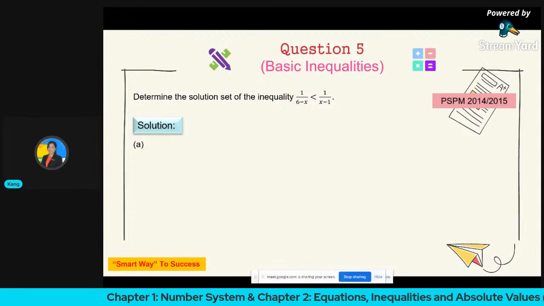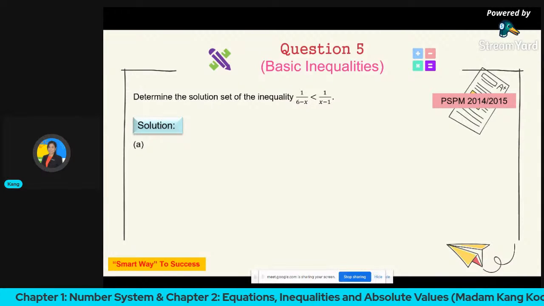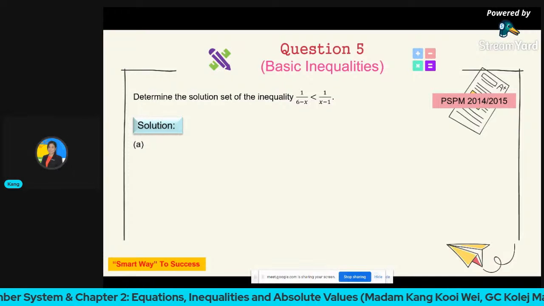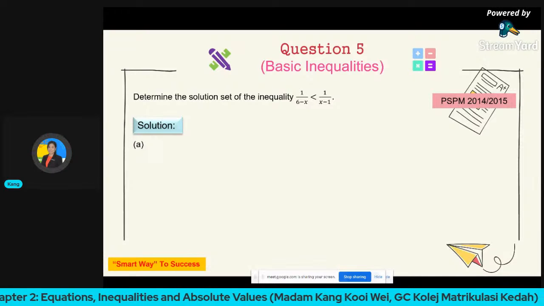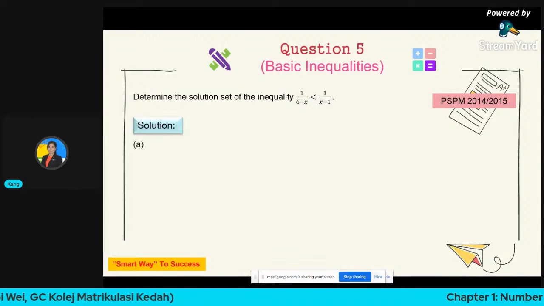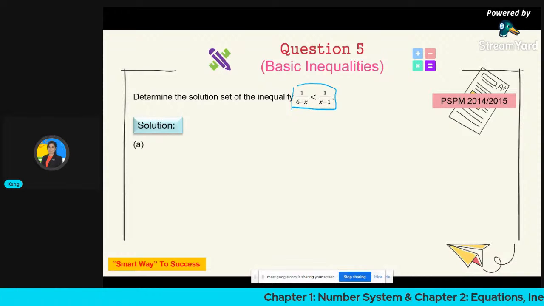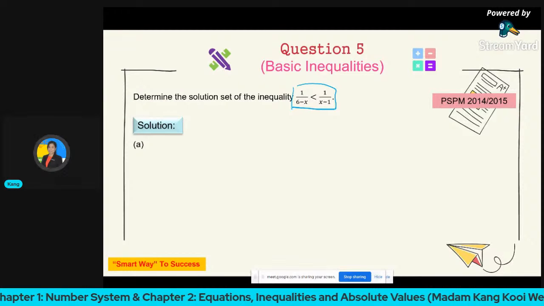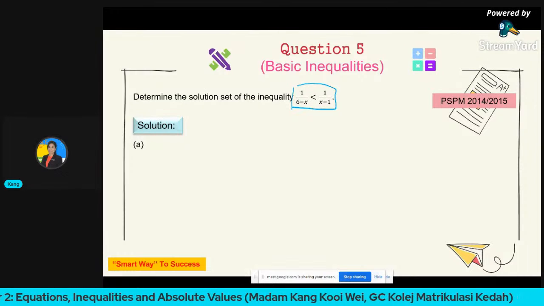Okay, now this question is the PSPM 2014 and 2015. The question is like that. Determine the solution set of the inequality 1 over 6 minus x less than 1 over x minus 1. Okay, class, for this inequality, you want to categorize it as the linear or non-linear? Non-linear. Yes, correct. Non-linear. Good. Okay, non-linear because it is fraction.